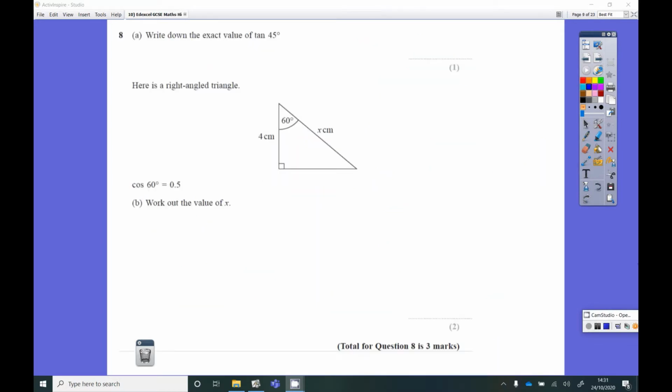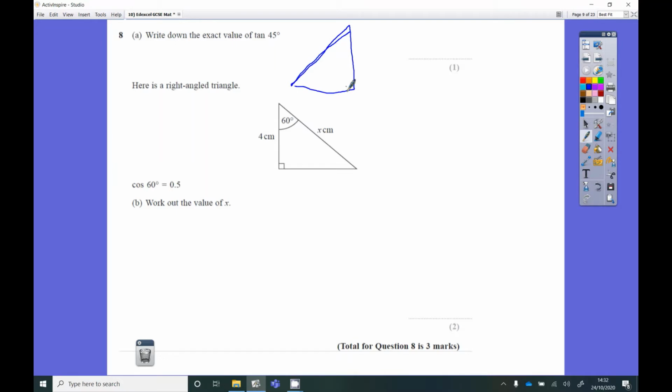Question 8. So write down the exact value of tan 45. Obviously it's quickest if you've learnt these, but if you haven't, it doesn't take long to work it out. So the 45-degree angle is the one you have in a right-angled triangle. So let's just do a quick right-angled triangle.